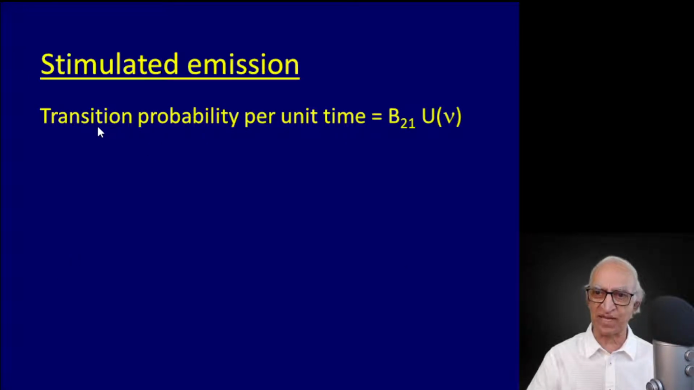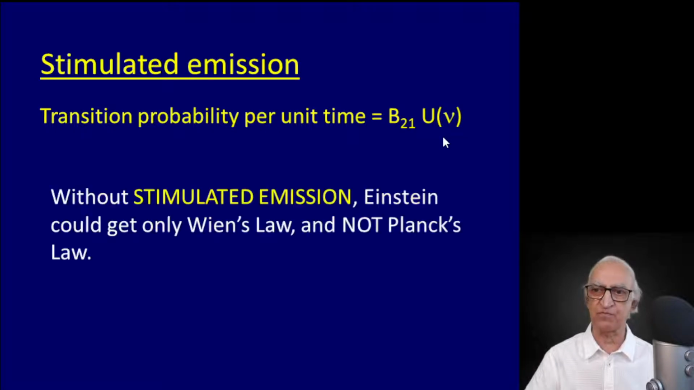According to quantum mechanics, remember we are in 1917, quantum mechanics still didn't exist. It came at the end of the 1920s. But quantum mechanics relates stimulated emission to the transition probability per unit time from level 2 to level 1 induced by the incident radiation, and that is equal to B21 multiplied by U of nu.